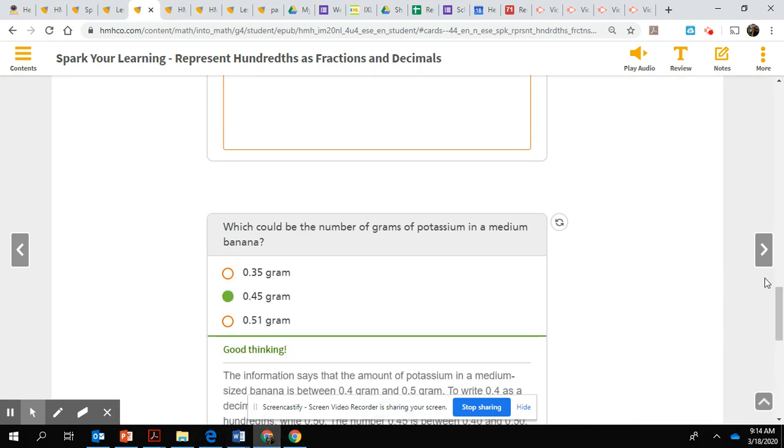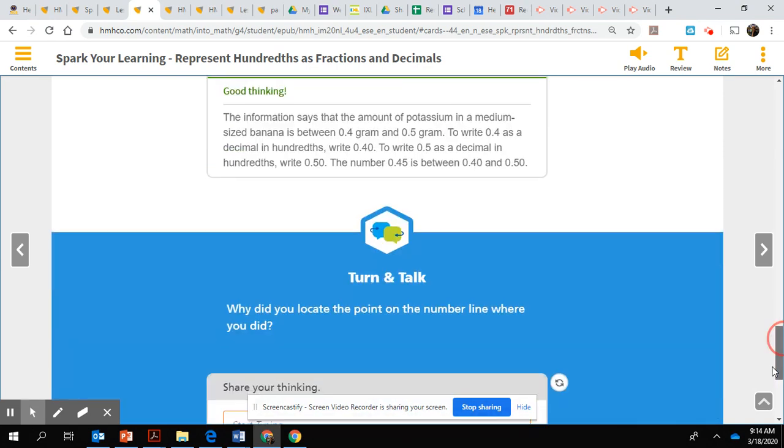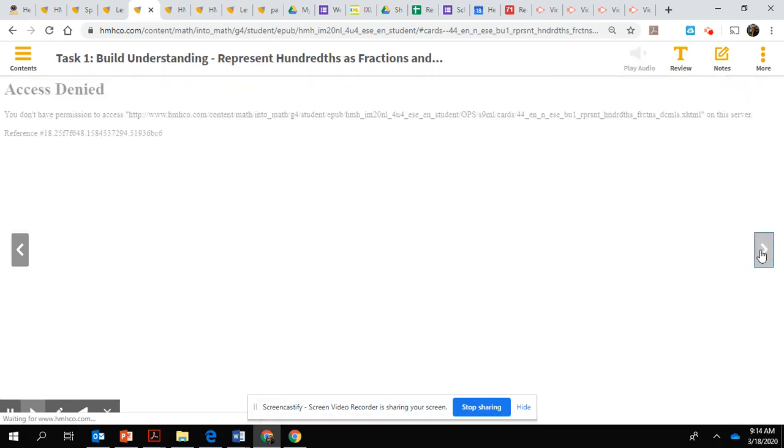So we did some great thinking there. The information says that the amount of potassium in a medium-sized banana is between 4/10 gram and 5/10 gram. To write 4/10 gram as a decimal in hundredths, you would write 40 hundredths gram. To write 5/10 as a decimal in hundredths, you would write 50 hundredths gram. The number 45 hundredths is between 40 hundredths and 50 hundredths. Great explanation there.